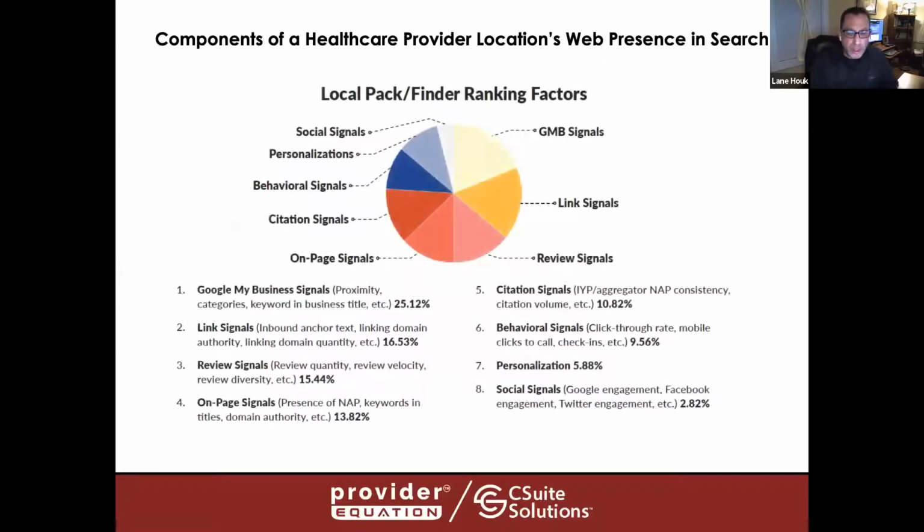So when we look at the underlying components of a web presence, whether it be a healthcare provider or any business for that matter, it's important to understand the components of a company's web presence in today's digital frontier. This has changed significantly in the last 5 years, and quite a bit even over the last decade.